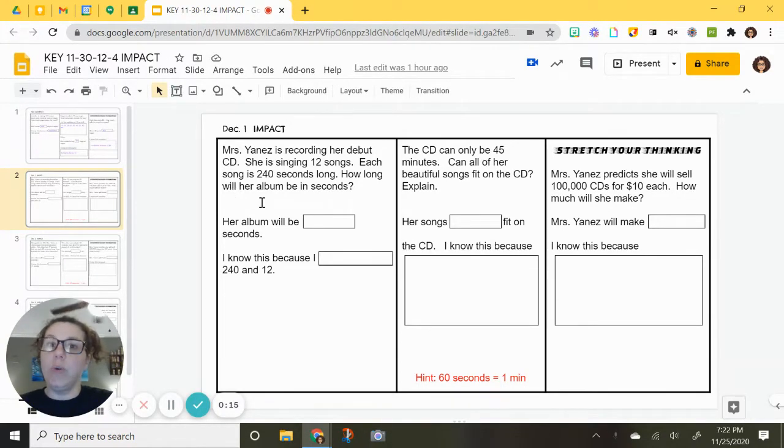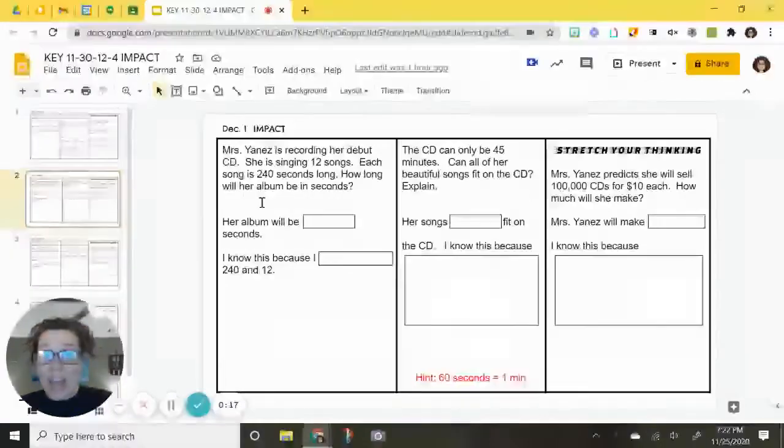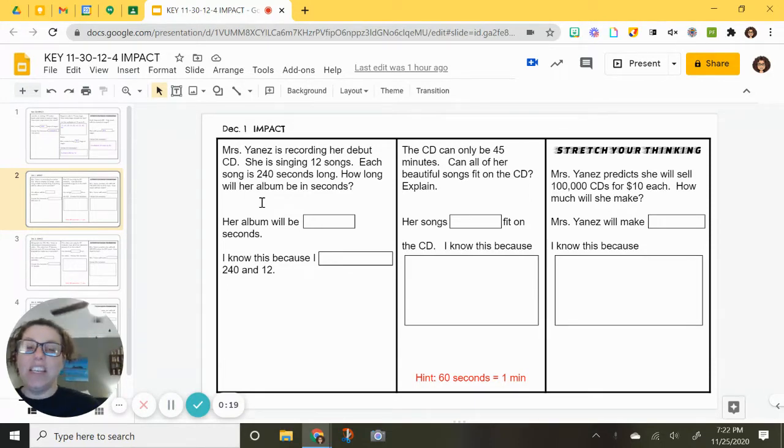Mrs. Yanez is recording her debut CD. Oh, yes. She is singing 12 songs. Each song is 240 seconds long. How long will her album be in seconds? Okay, I'm so excited about this.